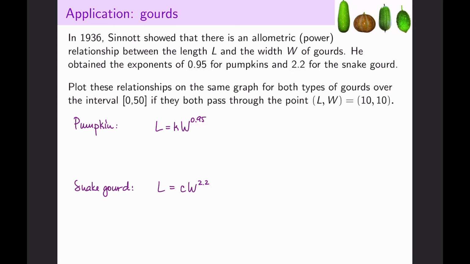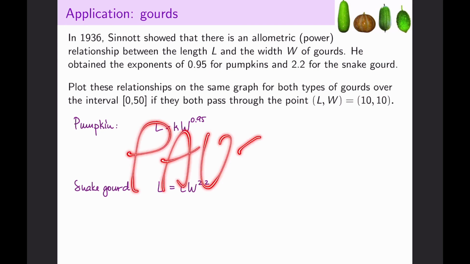The next thing we know is that they both go through the point (10, 10). So that means that I can plug 10 in for the length and 10 in for the width and solve my equation for the proportionality constant in each one of these cases. I recommend you pause the video and go through the actual algebra yourself to figure out what K and what C values actually are.